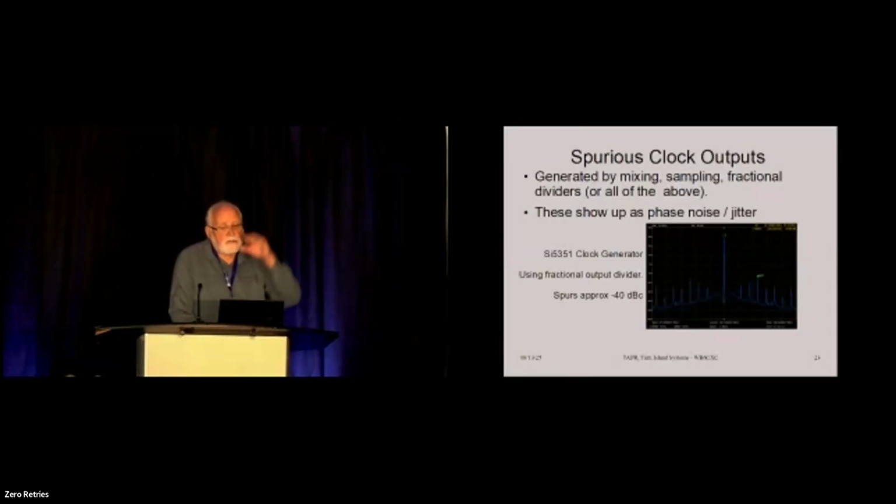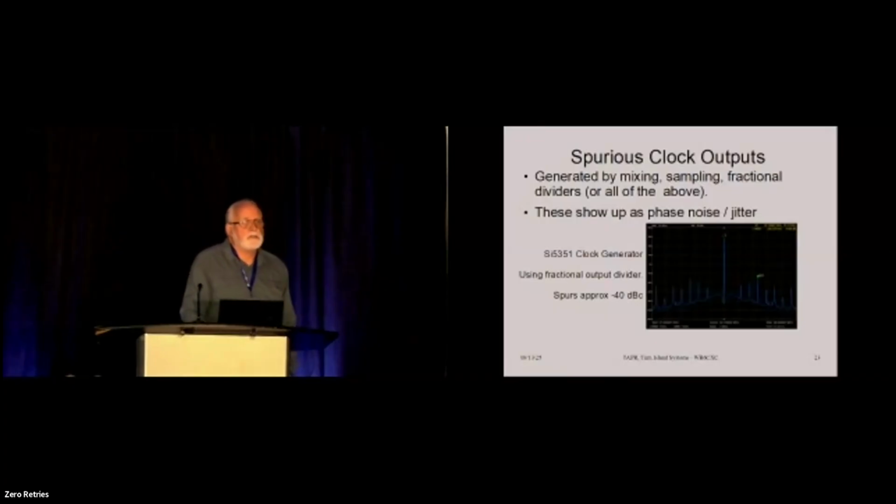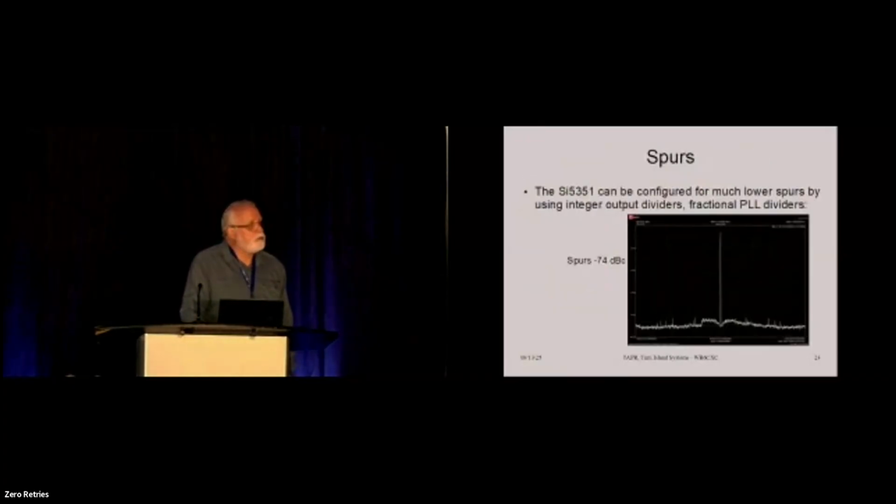This is the SI 5351 clock generator, by the way, generating these. And it's about a $1 part that's used in pretty much every modern radio out there now, or a whole lot of them. And I use them in the stuff I design. So you can reconfigure the way you're using it. You lose some capability, but now notice the spurs, they were minus 40, now they're minus 74.